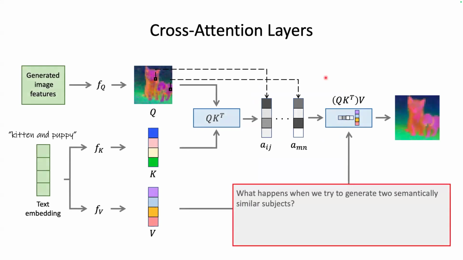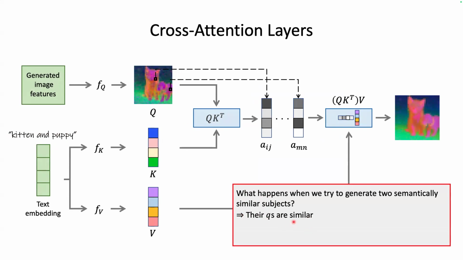Okay, so what happens when we try to generate two semantically similar subjects like a kitten and a puppy? Their queries are going to be similar because, as we've seen, queries contain semantic information, so a leg is going to attend to a leg. You can even see that here with the kitten and the puppy. It's a PCA visualization of the features, and you can see that the features of the kitten and the puppy look very similar, their queries.